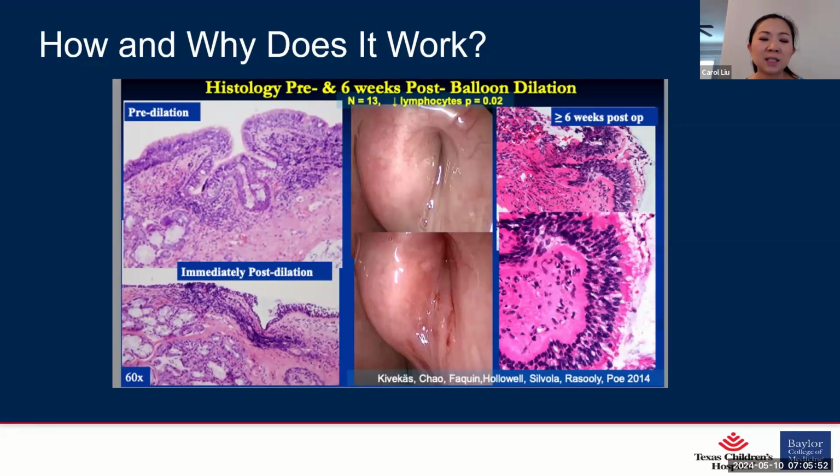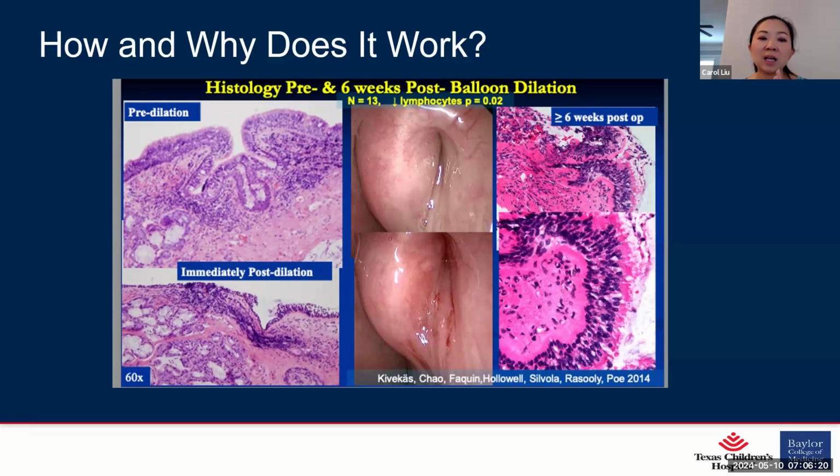when Dennis Poe and others started looking into what changes in the histology of the Eustachian tube after balloon dilation. I always tell people that this can only be done in adults. Somehow they got biopsies of the Eustachian tube mucosa before dilation and after dilation. So they actually got pre-dilation, post-dilation, and at six weeks or greater follow-up.